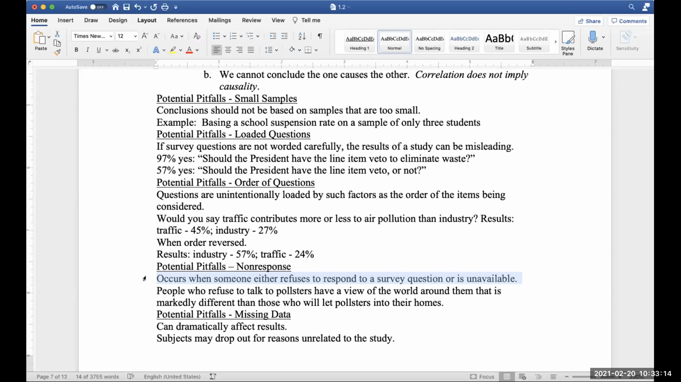Okay, so potential pitfalls: non-response. Non-response occurs when someone refuses to respond to a survey question or is unavailable. People who refuse to talk to pollsters have a view of the world that is markedly different than those who let pollsters into their homes.